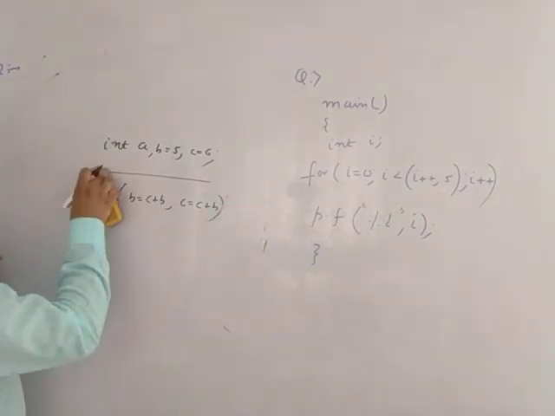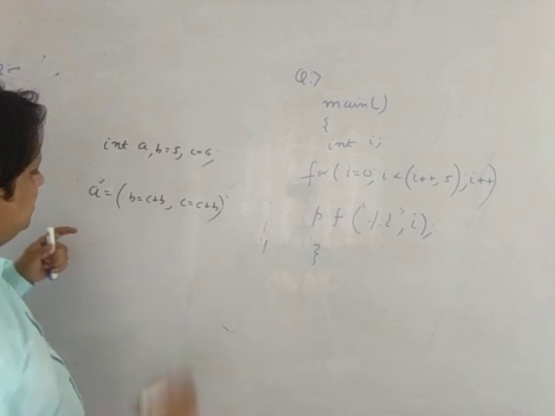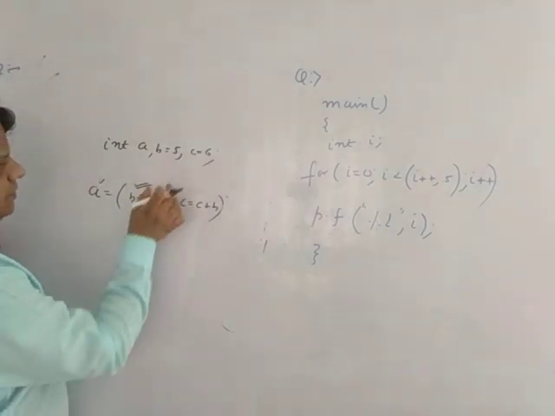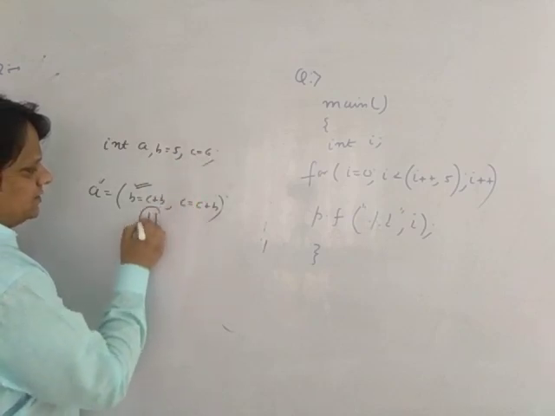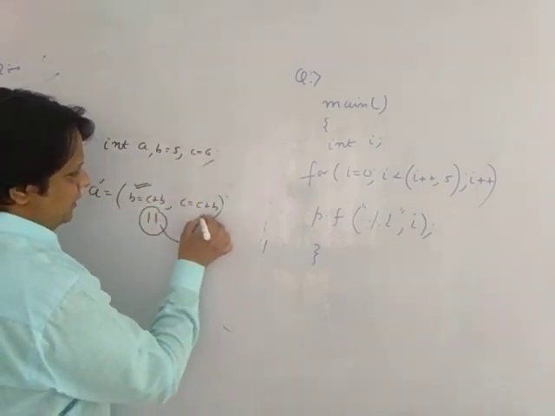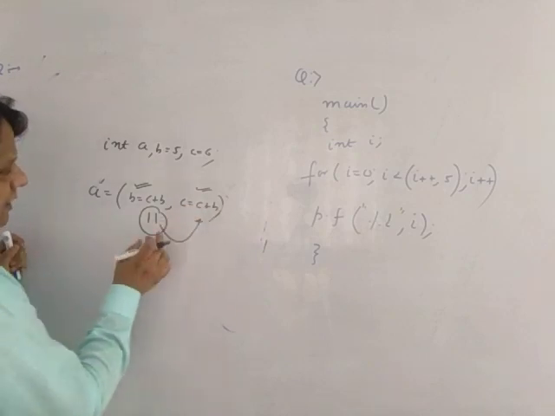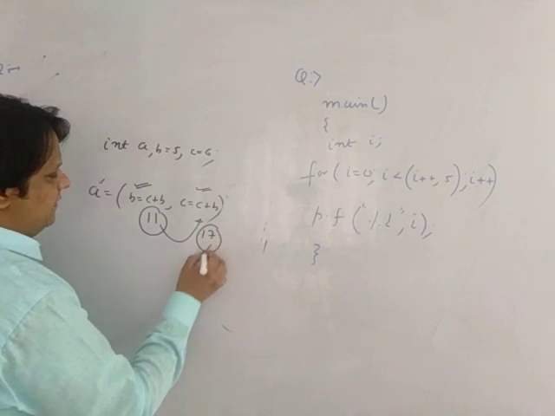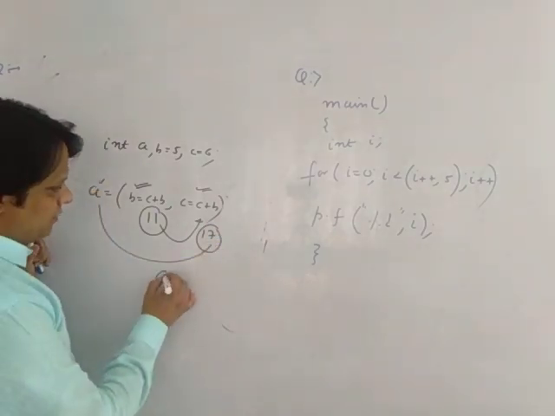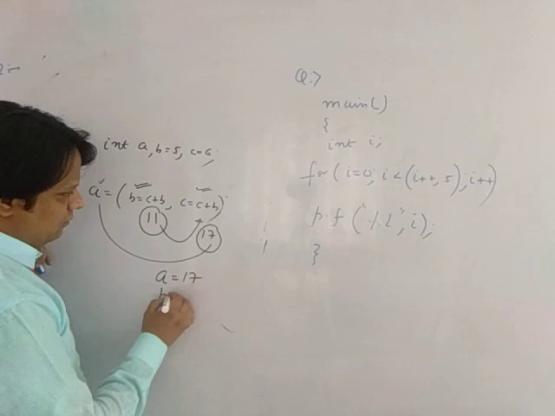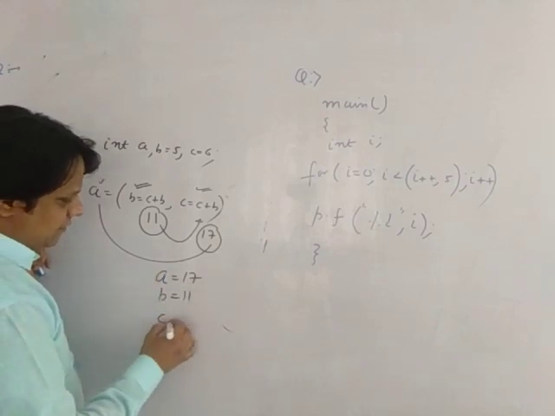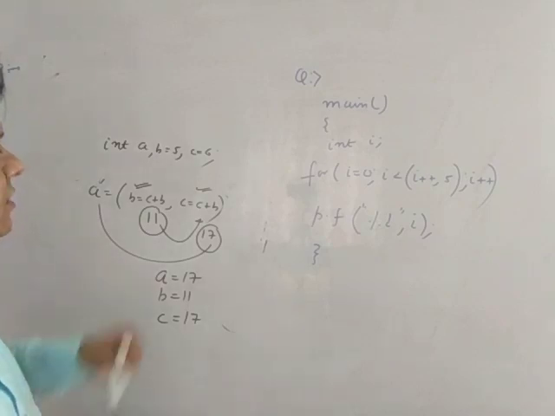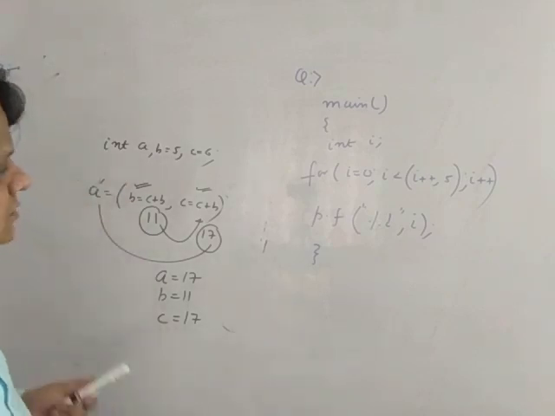Basically you should try to evaluate from here. First you will evaluate this: b is equal to c plus b. So c plus b, 5 plus 6, the value of b is 11. And then you evaluate this: c is equal to c plus b, value of b is now 11, 11 plus 6 is 17. And then you assign this 17 to a. Therefore the value of a is 17, value of b is 11, and value of c is 17. Right? This is again one very important question. I will solve these when I discuss the operator questions.